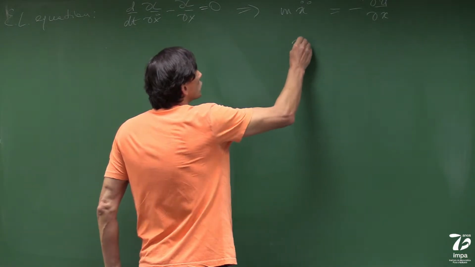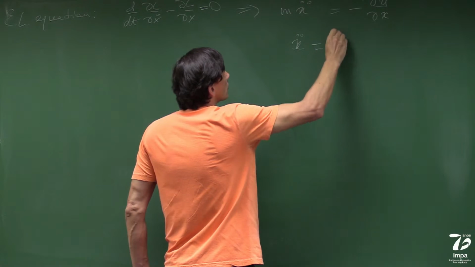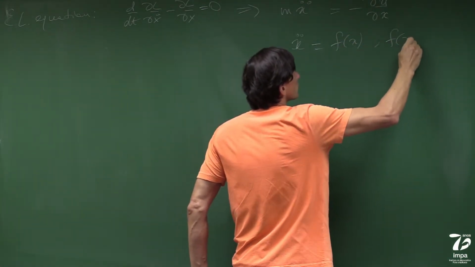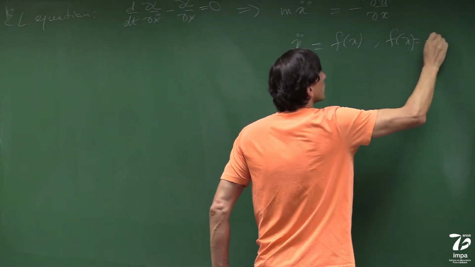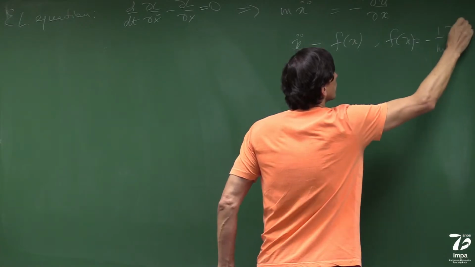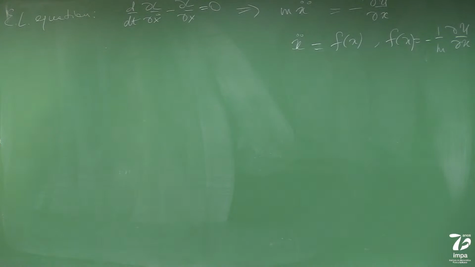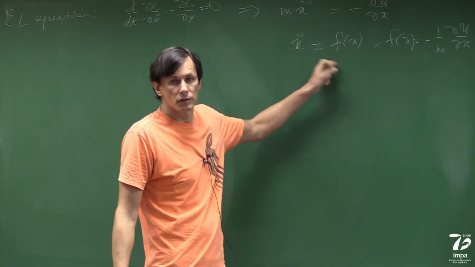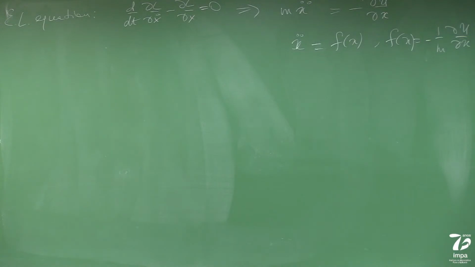So how will we do? Now we can divide both sides by the mass, and we can write this equation in this form. f of x, in this case, is minus 1 over m du dx. So the equation of motion for the system with 1 degree of freedom is that acceleration equals something. Essentially, this is a force normalized by mass.